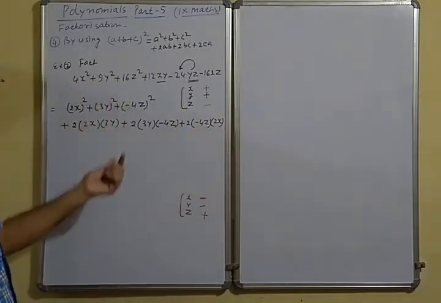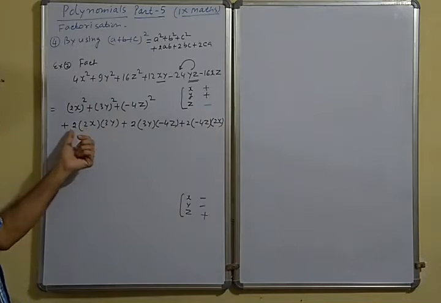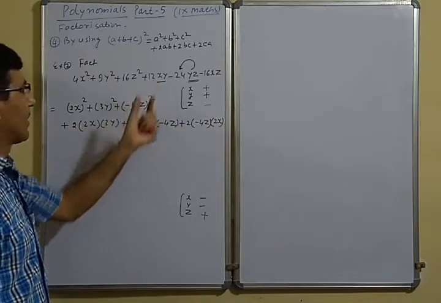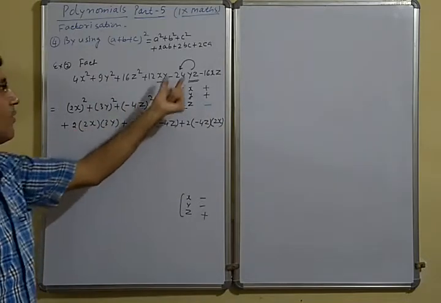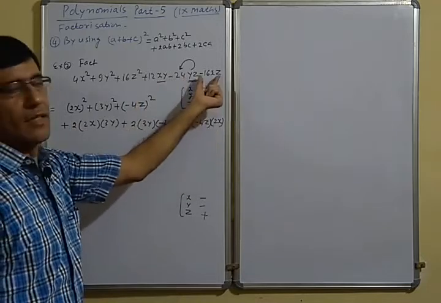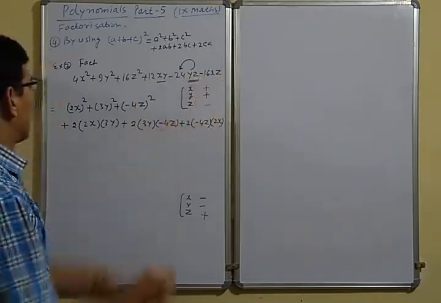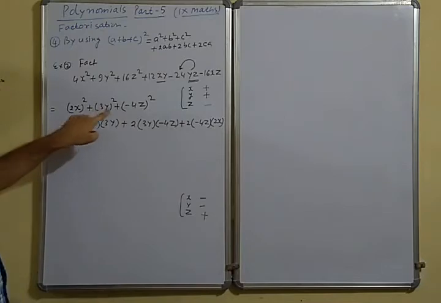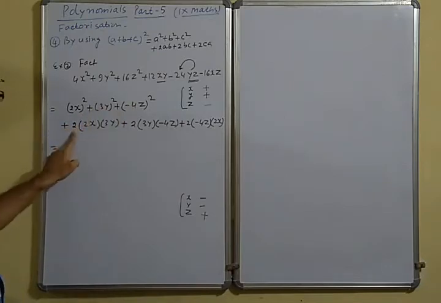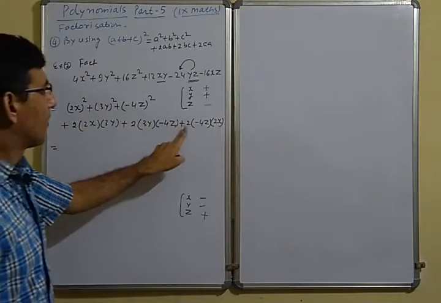So now you can check it if you want. 3 into 2, 6 into 2, 12xy minus 24yz minus 16xz. So you can check it. Now here, this is a square plus b square plus c square plus 2ab plus 2bc plus 2ca.